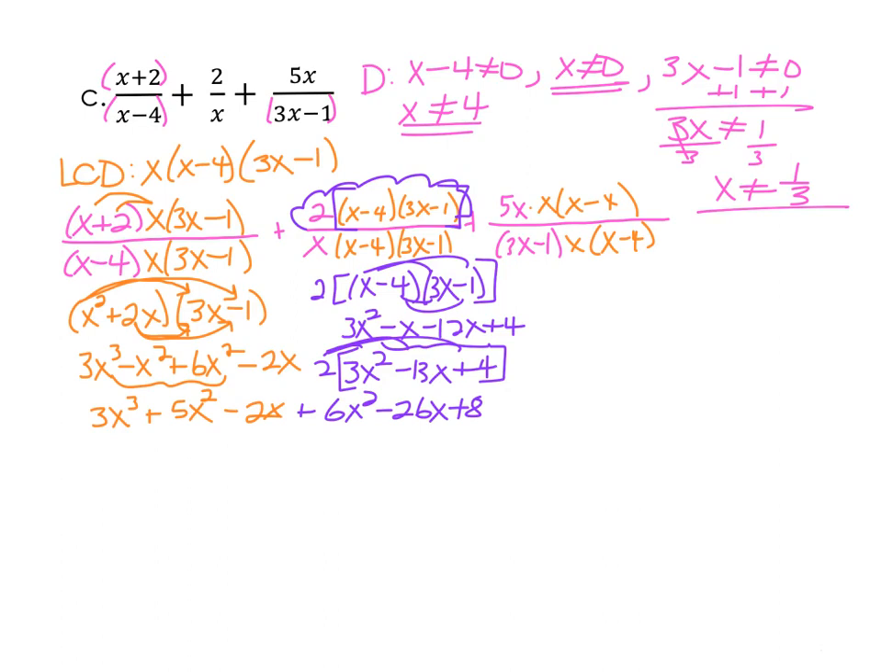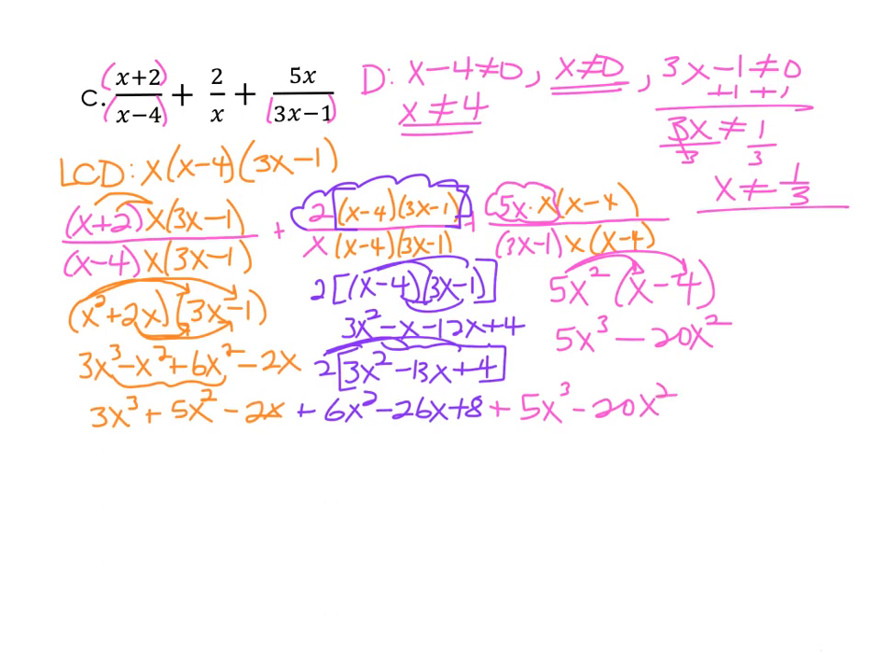And then there's the last one. We've got 5x times x minus 4. If we multiply the outside parts together, that's just 5x squared. So that's not too bad. And then if we distribute that into the x minus 4, we would get 5x cubed minus 20x squared. So I'm going to drop that down here for that last term, 5x cubed minus 20x squared.